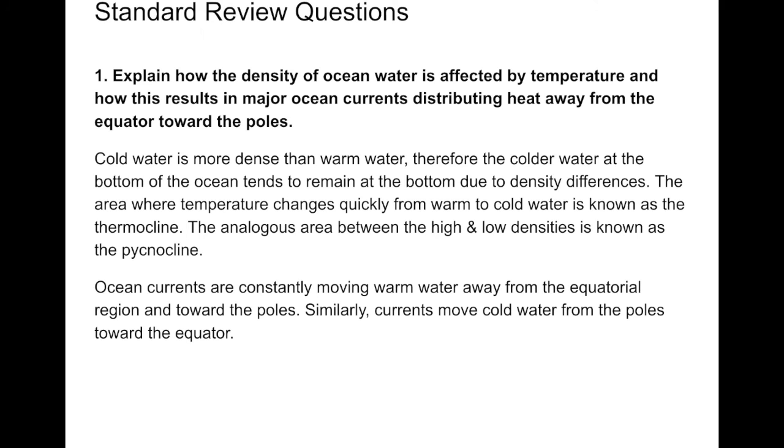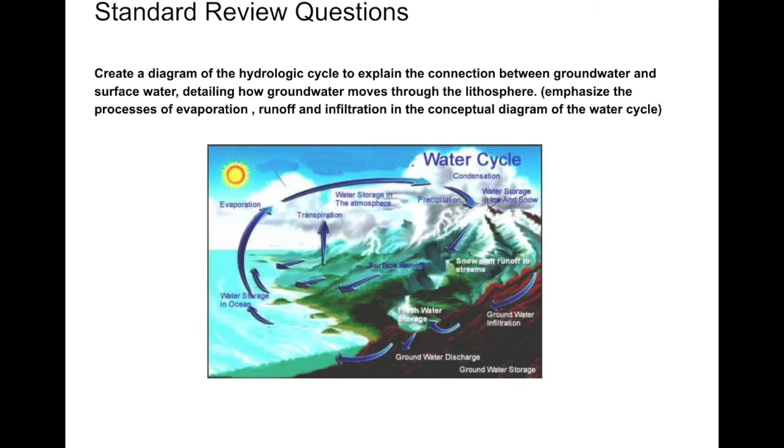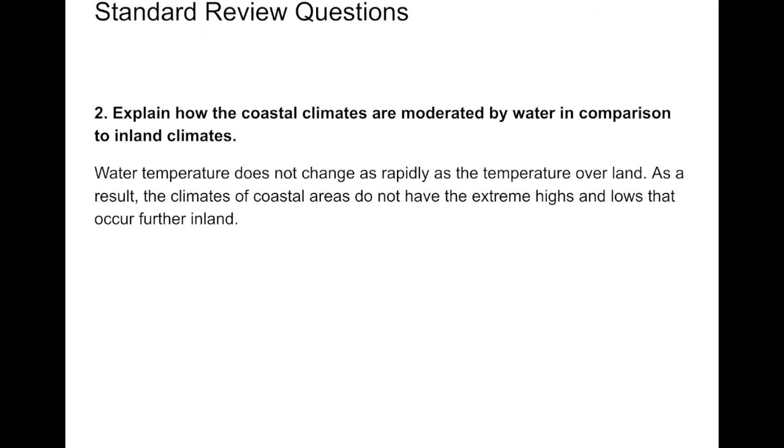Number two, explain how coastal climates are moderated by the water in comparison to inland climates. Basically, we're talking about how water temperatures on land don't change that much, but in the ocean they can definitely change a lot more. It's the same thing we talked about one time with the pool. If you touch the top of the water in the pool, it's going to be a lot hotter than at the bottom just because the sunlight is hitting it. Same thing for the ocean: the further you go out, the cooler it's going to be.